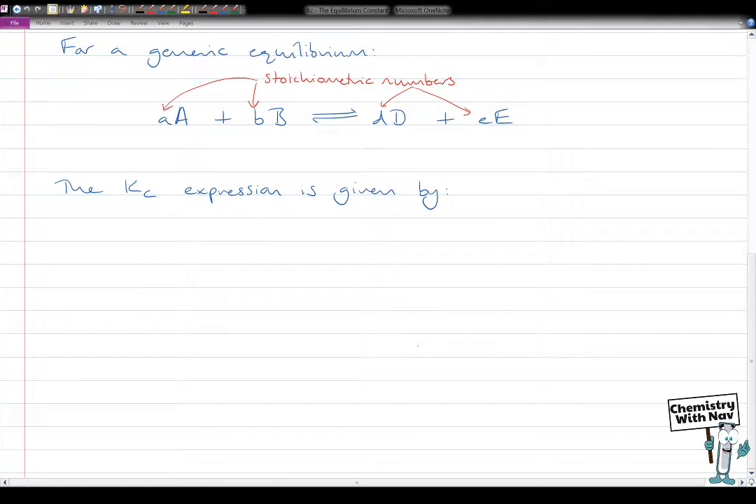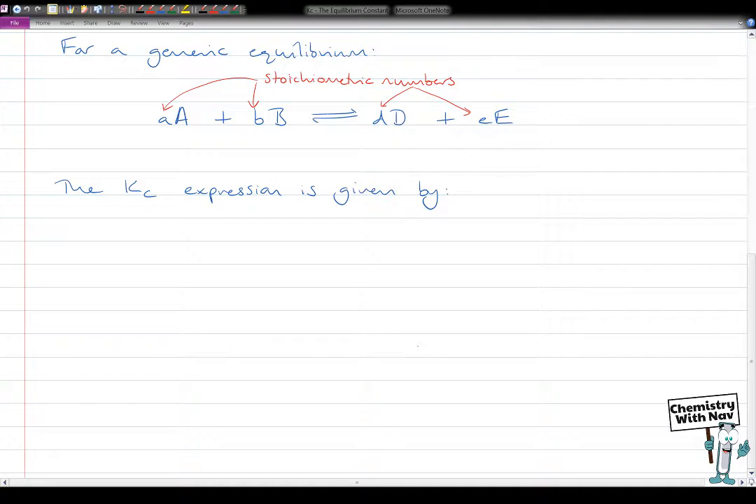And for some generic equilibrium where we have a of A plus b of B going to d of D and e of E, that may look slightly overly complicated, but the little lowercase letters there are the stoichiometric numbers. So it might be 1A plus 2B goes to 3D and 1E. So we have to have numbers in there as well.